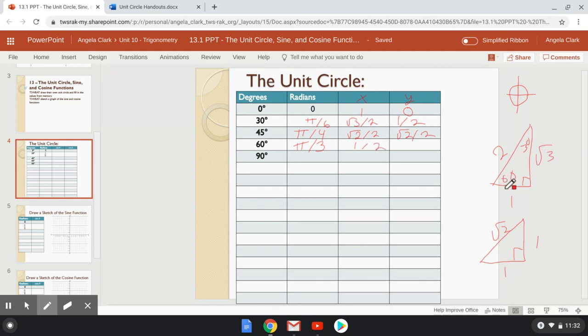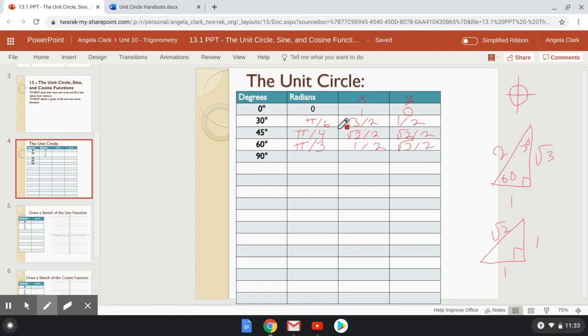And sine of pi over 3 is going to be square root of 3 over 2. And notice that those are the same numbers as these. They're just swapped, which always happens with the 30 and 60 degree angles. It's the same numbers, but swapped. So the cosine of 30 equals the sine of 60, and the sine of 30 equals the cosine of 60.